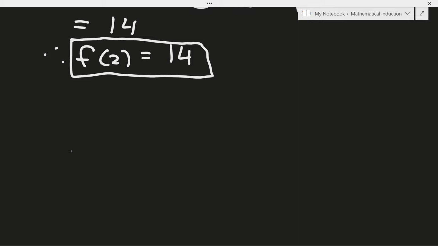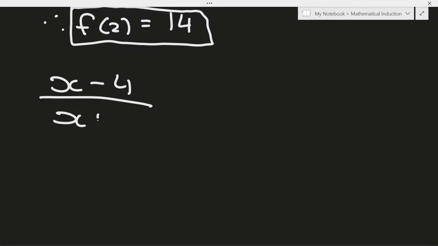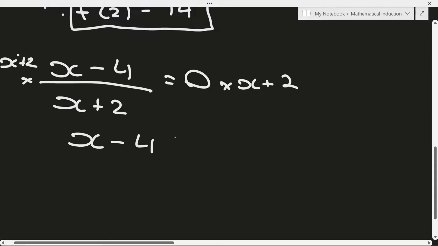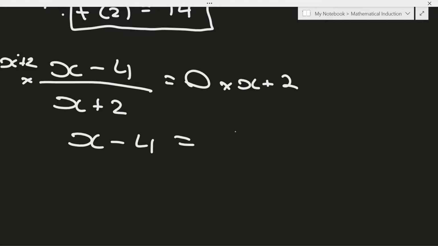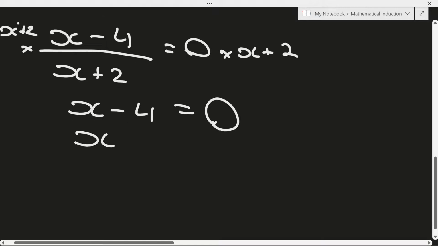Alright, next we're going to go to rational expressions. So let's say we have x minus 4 over x plus 2 is equal to 0. How could we find the value of x here? Well, what we could do is multiply both sides by x plus 2. That way we'll have x minus 4 is equal to 0, since 0 times anything is 0. Right? This implies that x is equal to 4.